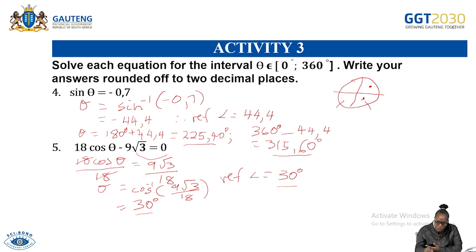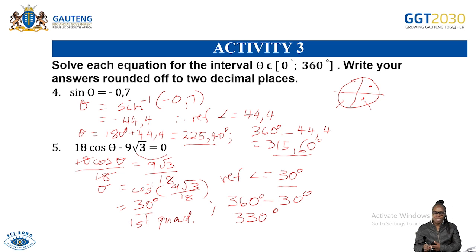two solutions. This is my first solution on the first quadrant, and I will also have my second solution on the fourth quadrant, where I will say 360 minus my reference angle of 30, and it gives me 330 degrees. And that is how we get our answer. That is how we solve the trig equations. And remember, this is on the fourth quadrant.